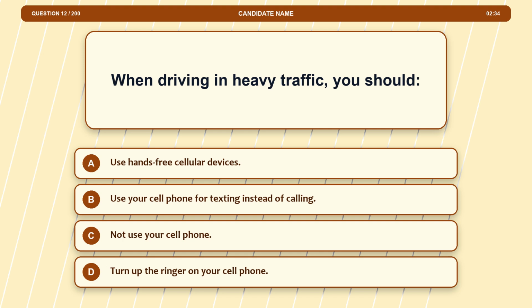Question 12. When driving in heavy traffic, you should: option A, use hands-free cellular devices. Option B, use your cell phone for texting instead of calling. Option C, not use your cell phone. Option D, turn up the ringer on your cell phone.